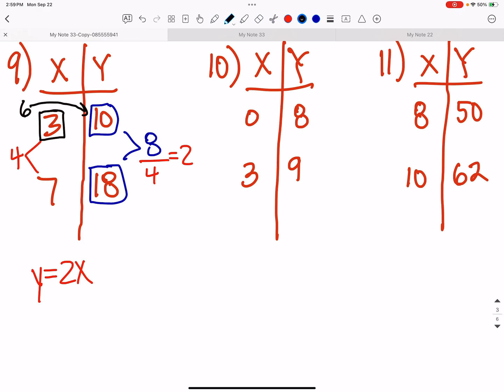Why do I have 10? Because I started with 4. That's what I started with.